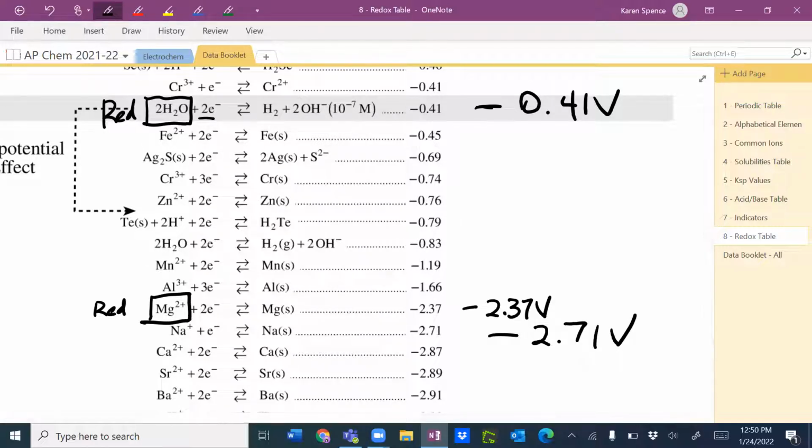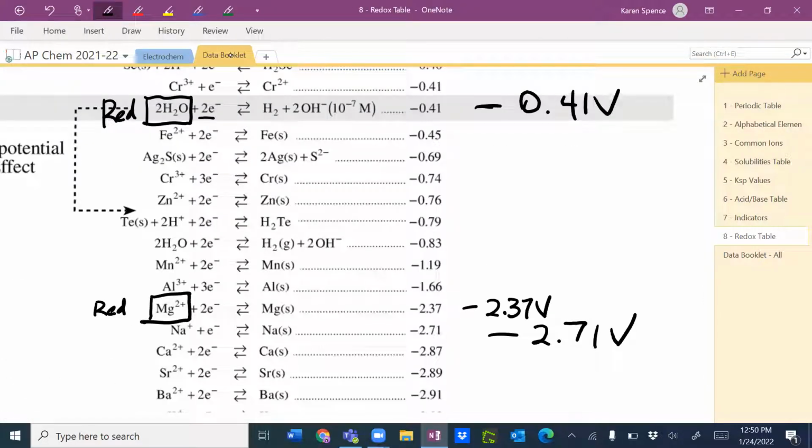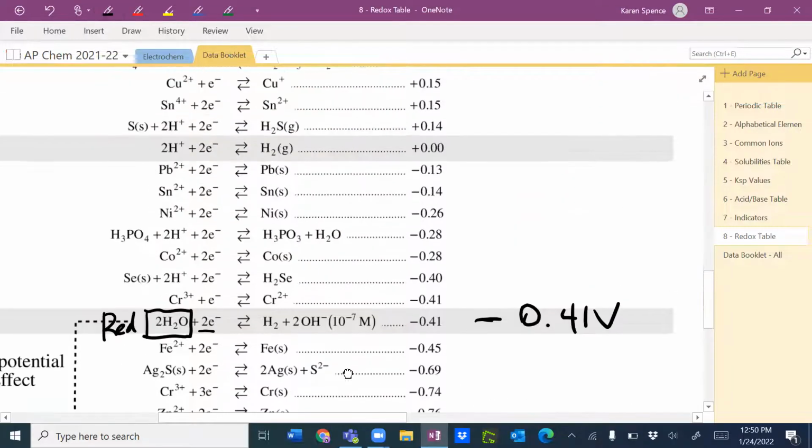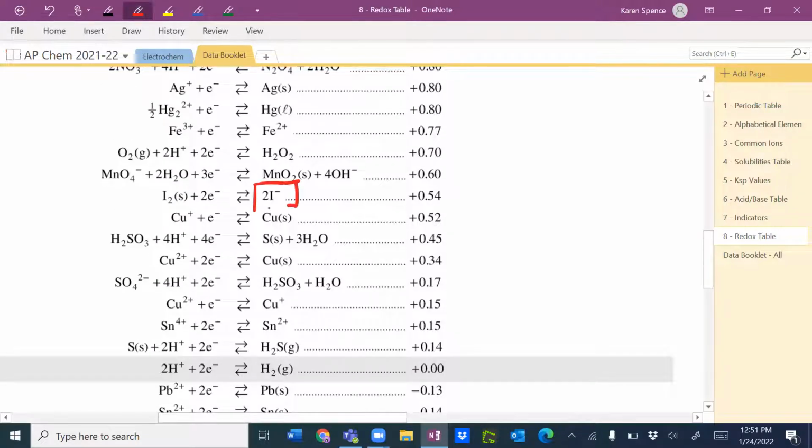So if we're looking at our two reductions, who's going to get reduced? It's going to be the water. And if it was a written response question, you could write down the voltages and say, because the reduction potential of water is negative 0.41, that's bigger than negative 2.37. But this is multiple choice, we don't have to do that. Our other substance we were looking at is the I-. And the only thing it can do is get oxidized, losing those electrons.